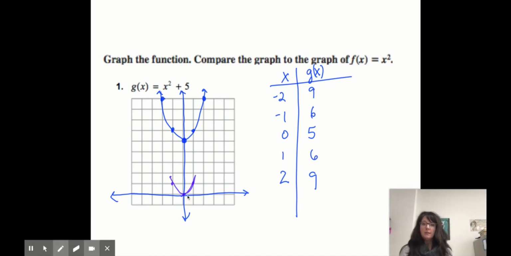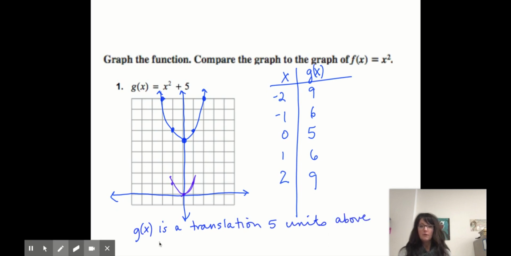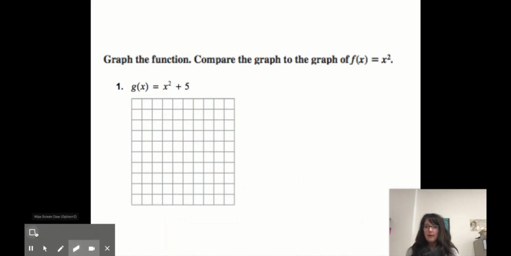So when we look at this and compare it to the parent function, we know that they both open up. They both have the same axis of symmetry, which is x is equal to 0. And then g of x is a translation five units above f of x, I guess, or the vertex of f of x. All right, so make sure that you're able to describe that.